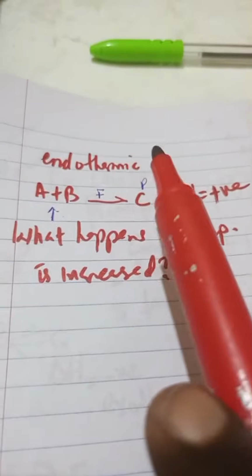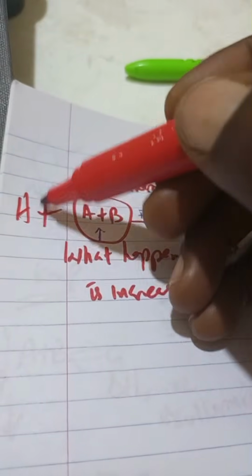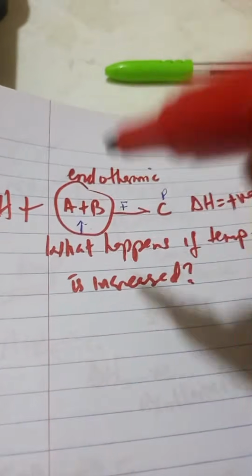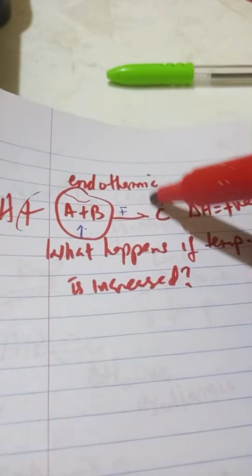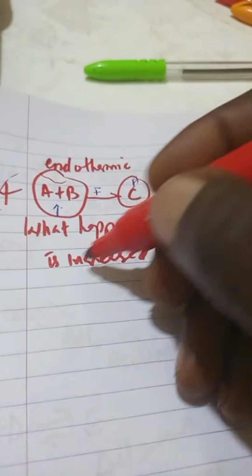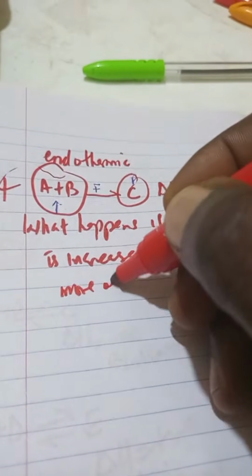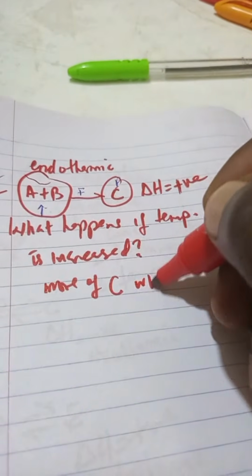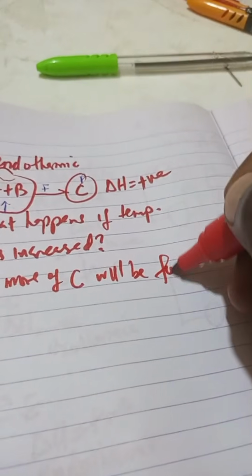What will the system do? The system will try to reduce the heat from the reactant side. Because the heat here is too much, I'm adding more heat, it will try to reduce it. And how will it reduce it? It will use the heat to produce C. That means more of the product will be formed. That means more of C will be formed.